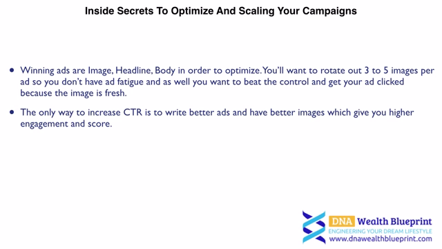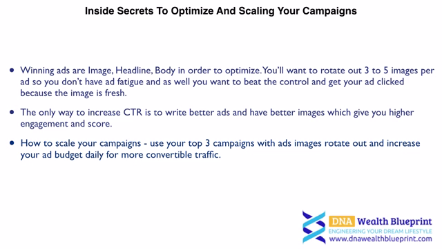So that'll give you a higher quality score within your Facebook account. You'll get higher engagement as far as your post, as far as if it's a promoted post, as far as news feed. So you want to make sure that you keep those metrics in line. Now, when it comes to scaling your campaign, you want to use your top 3 campaigns with the ad images, rotate out, and then you want to increase your ad budget daily for more convertible traffic.